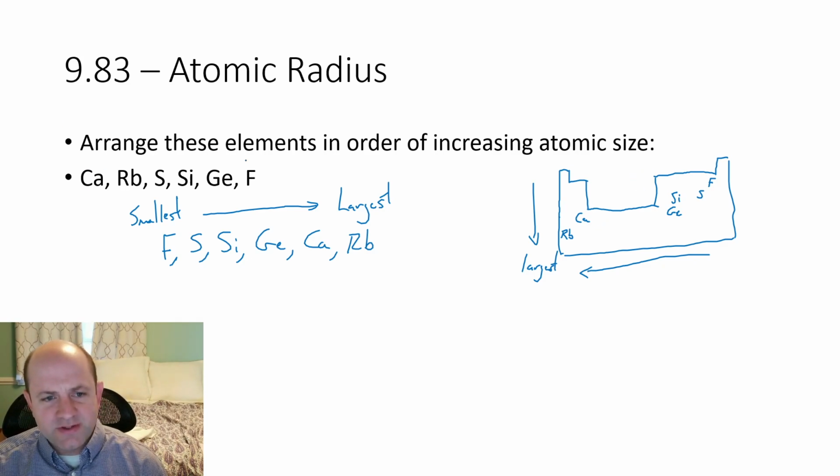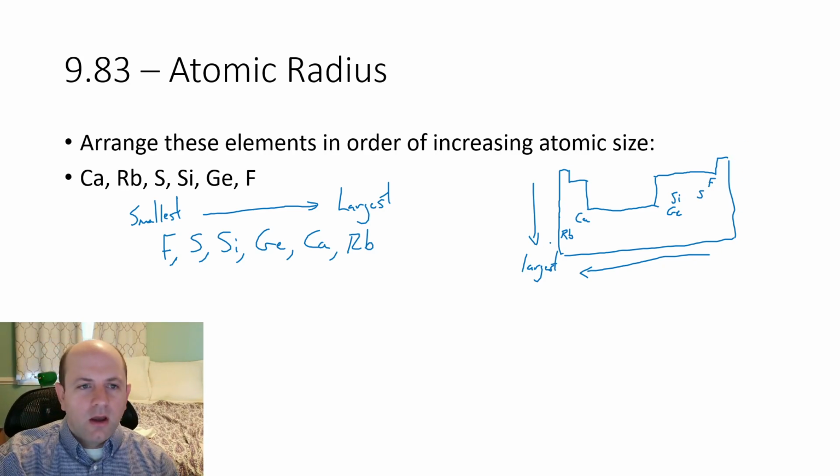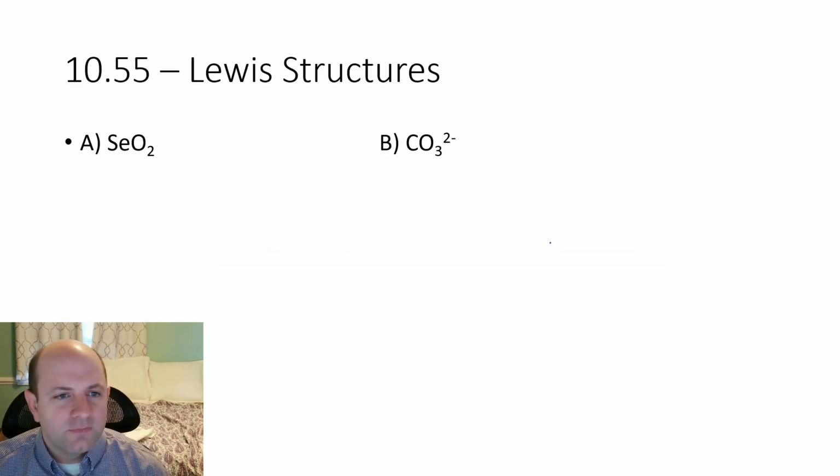But whenever you're given a series like this where there's a whole bunch of elements, they're always going to follow a pattern. There won't be any ambiguity or, well, I don't know about this one. Just, no. Top right, bottom left. All right. Next up is number 55, drawing Lewis structures.